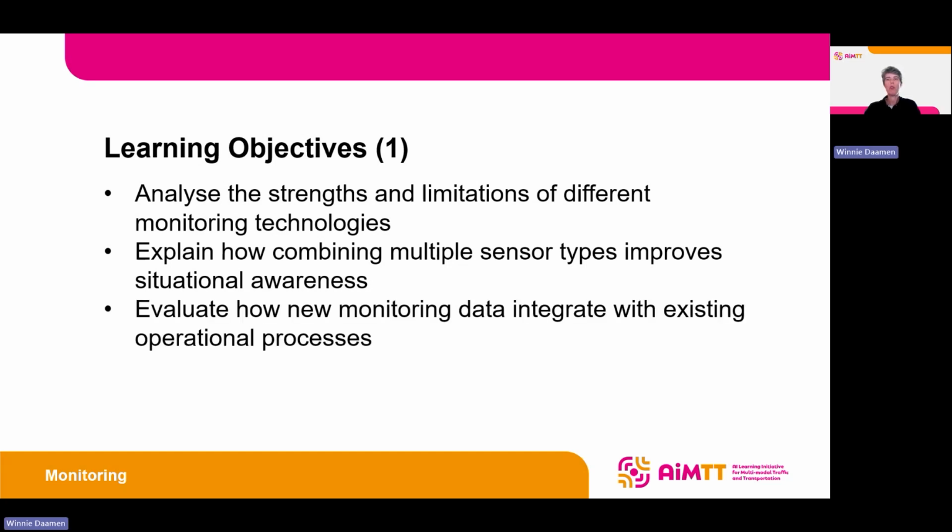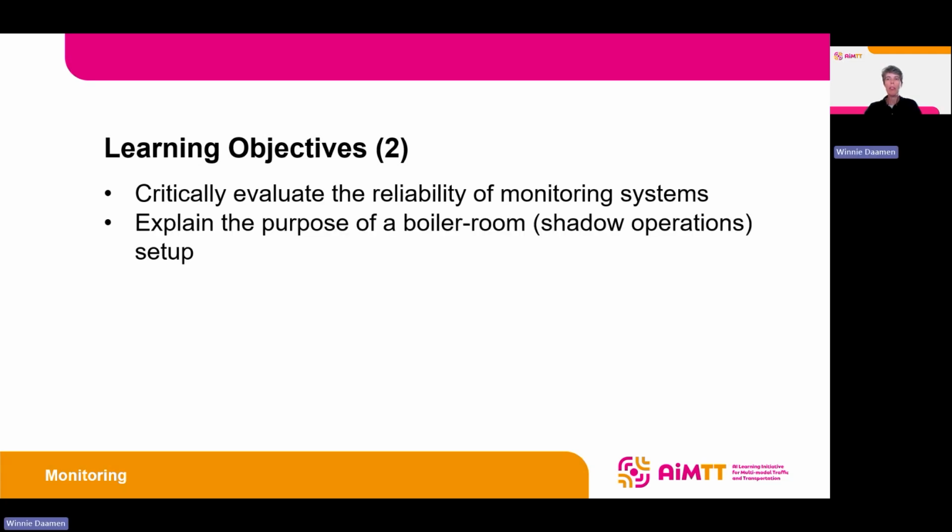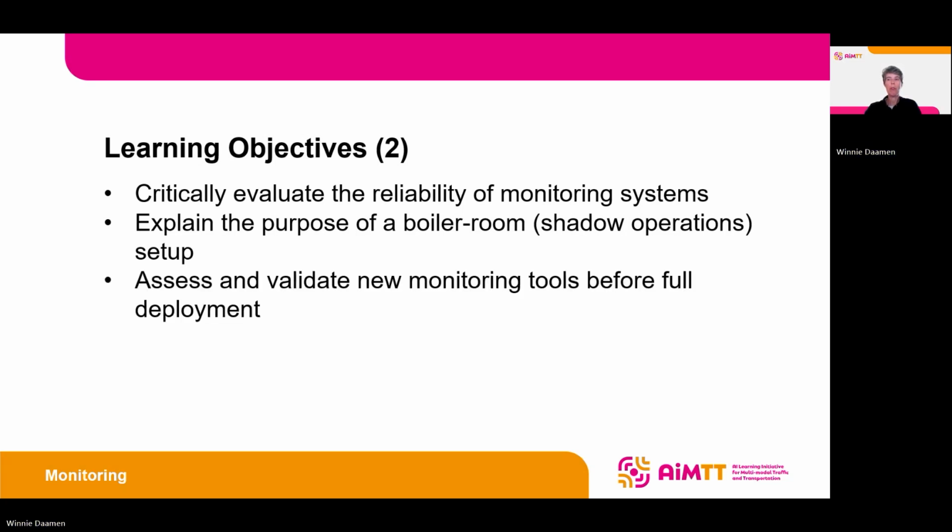New monitoring data should also be integrated into existing processes, so that information doesn't just exist, but it actually supports decision-making. We then move into evaluating the reliability of monitoring systems. Technology can fail, and operators need to understand when to trust the data and when to question it. We'll also introduce the concept of a boiler room setup. A boiler room can be seen as a shadow control room where new tools can be tested without operational risk. And finally, we'll look at how to assess and validate new monitoring tools before deploying them in live operations.